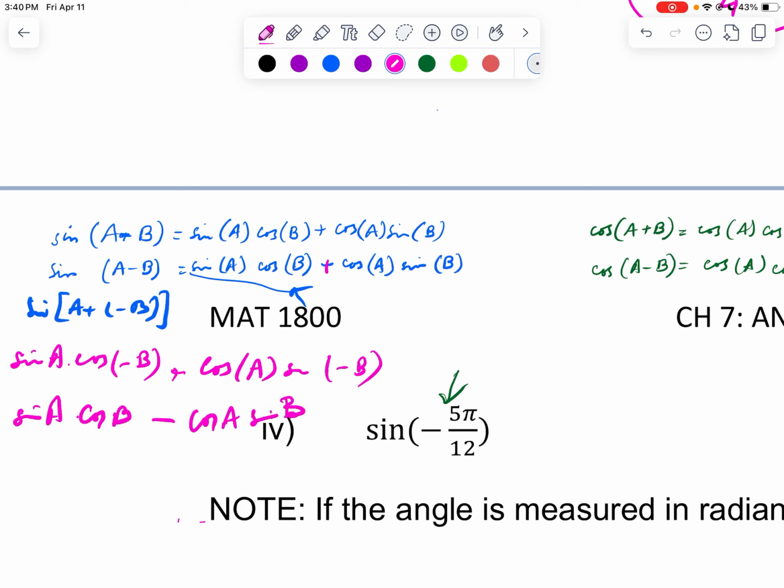So if you remember one form of these, you should be able to use your algebra to know that we can write A minus B as A plus negative B. You can figure that out, or just memorize both formulas. Similarly for the cosine.